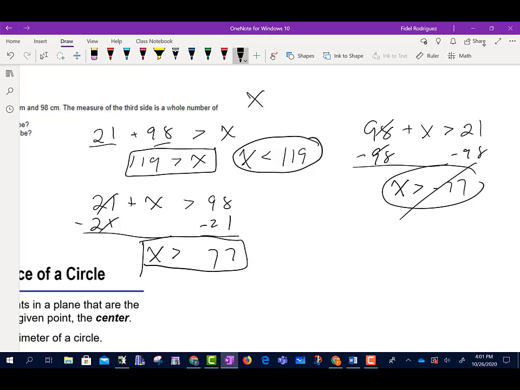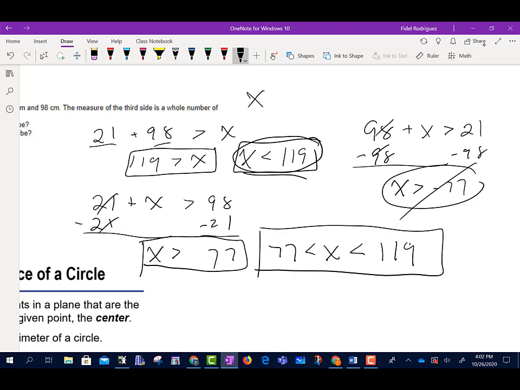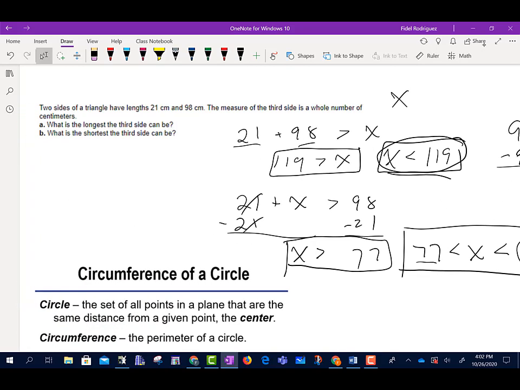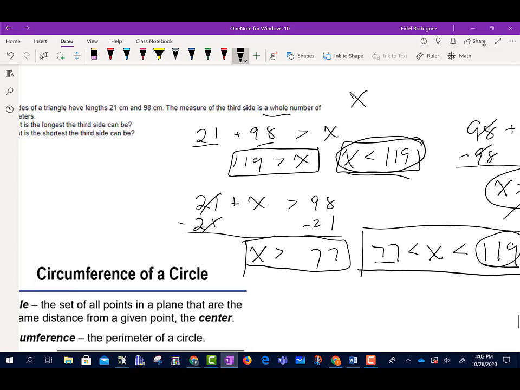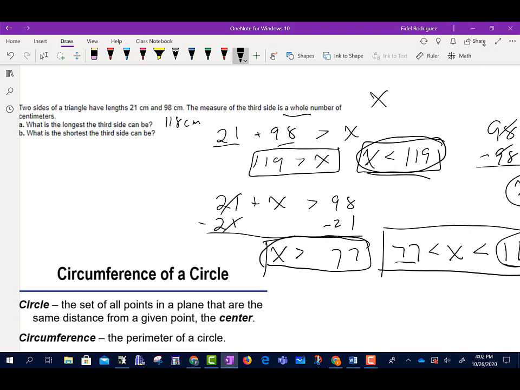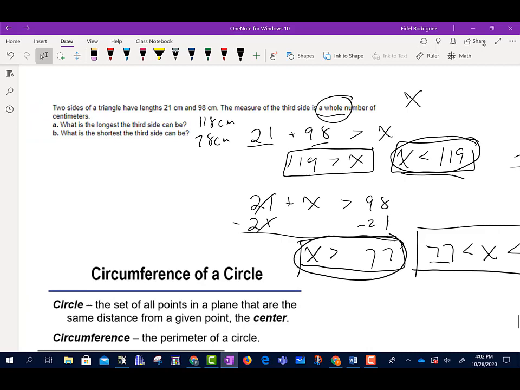So I want you to think about what this is telling me. If I look at this one here and this one here, this is telling me that x is bigger than 77. Another way I can write this is that 77 is smaller than x. But I know that x is also smaller than 119. So x is going to be bigger than 77 but smaller than 119. If x has to be a whole number, the next smallest number that is smaller than 119 would be 118. And if x has to be bigger than 77 and is a whole number, the next whole number that's bigger than 77 would be 78. Okay?